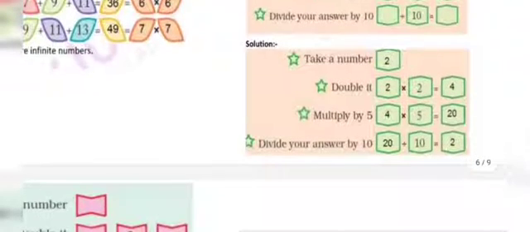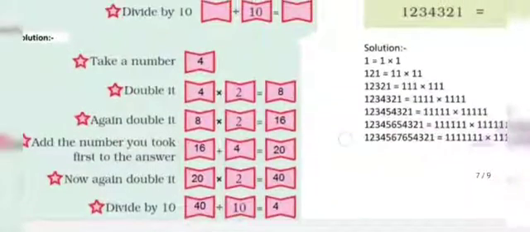Okay, suppose the number taken is 2, and when you double it, 2 2s are 4. When you multiply it by 5, 4 5s are 20, and when you divide it by 10, you get the same number which you had thought of, or which you have asked from your friend. Okay students, likewise you have this also. Same pattern is there. Again you are going to think over it, okay, and you have to do it.